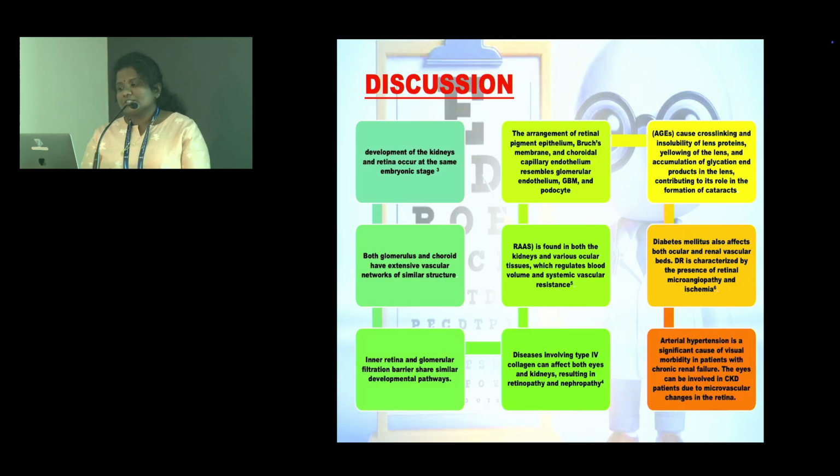Diabetes mellitus also affects both the ocular and renal vascular bed. Diabetic retinopathy is characterized by the presence of retinal microangiopathy and ischemia. Arterial hypertension is a significant cause of visual morbidity in patients with chronic renal failure.